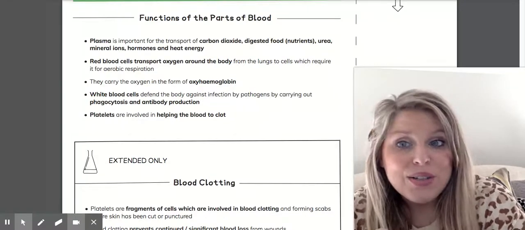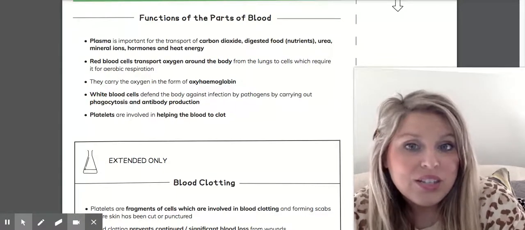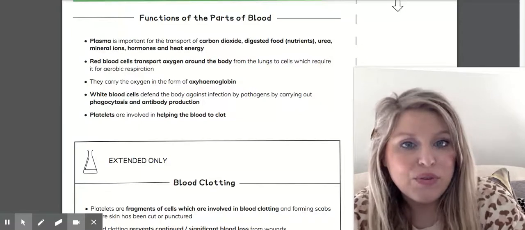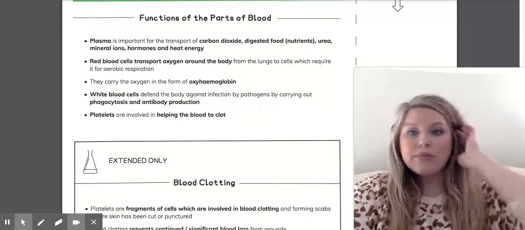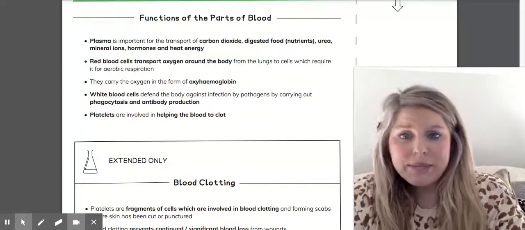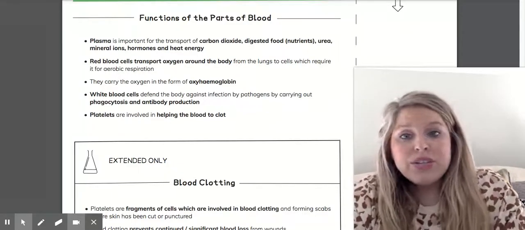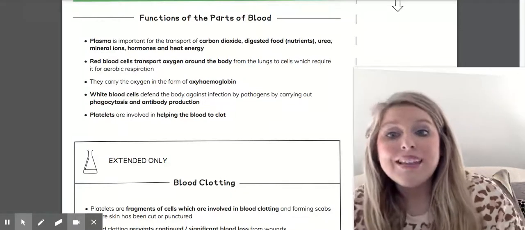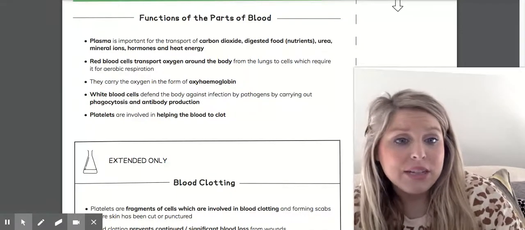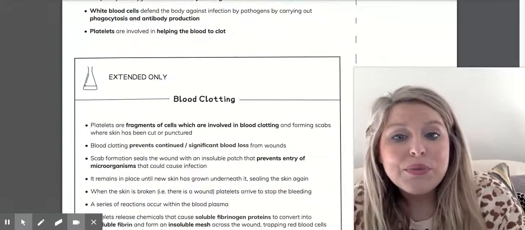Red blood cells are also in the plasma, which transport oxygen around the body from, of course, the lungs, everywhere that it is needed for respiration. And then white blood cells are in the plasma, which help defend the body against infection and pathogens. And then platelets, which are involved in blood clotting, which is where we'll move on to.